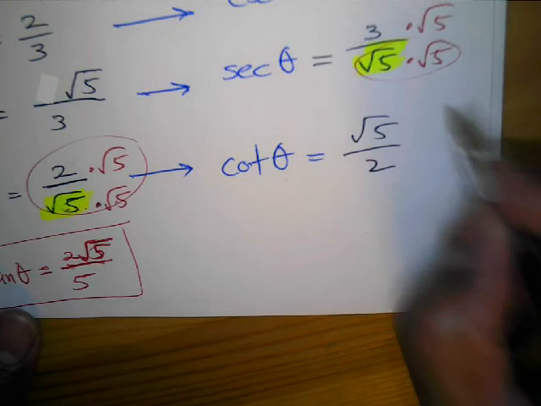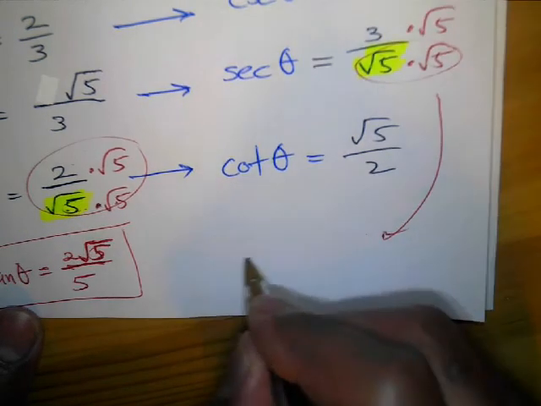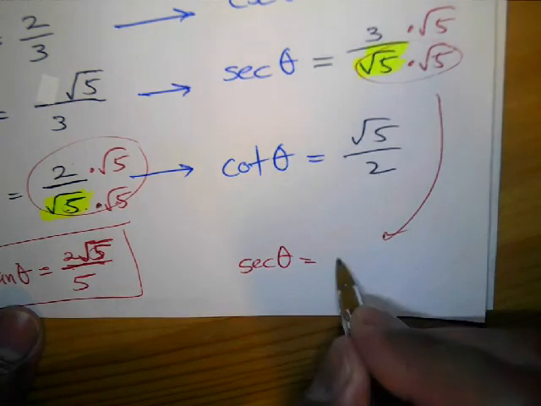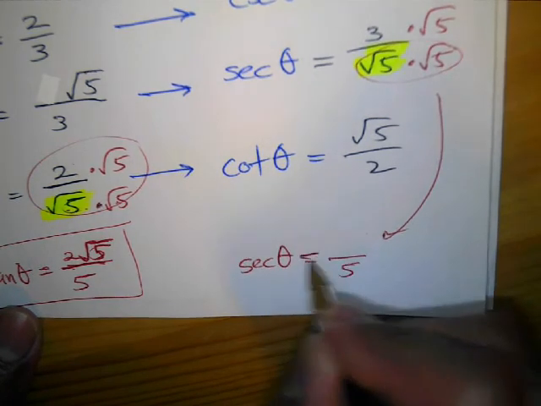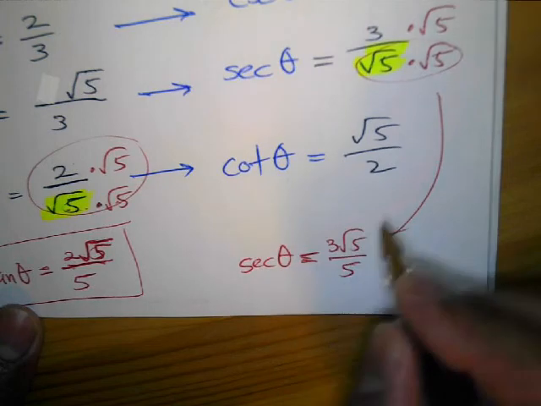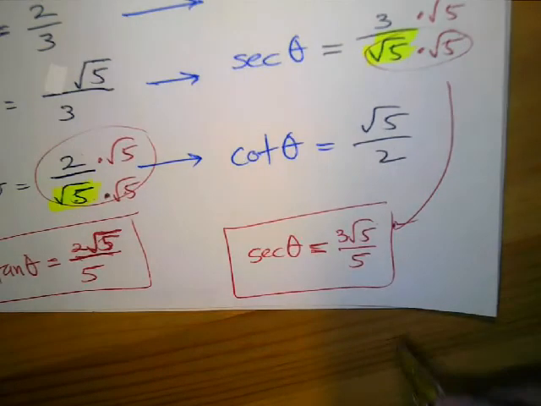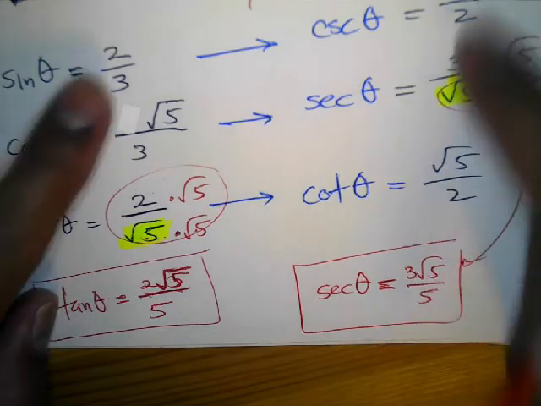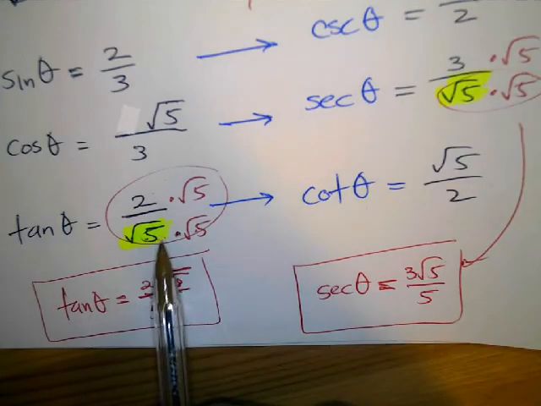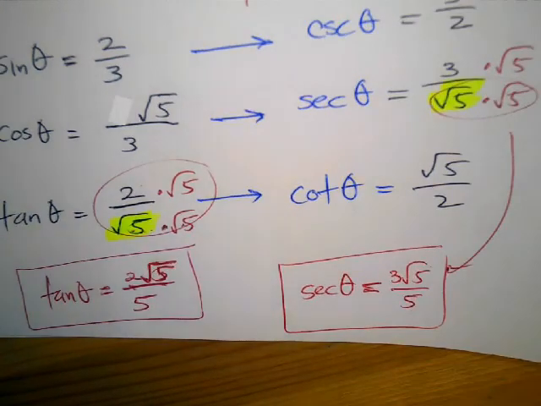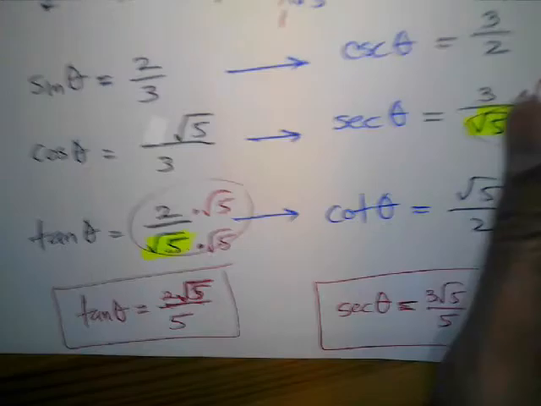The other ones we didn't have to fix, but we also had to fix secant. So if we fix secant here, we multiply that and we multiply that. The secant ratio is the square root of 5 times the square root of 5 is a 5. See, we wanted that to happen. And 3 times root 5 is 3 root 5. Okay, all these other ones are fine. You don't have to worry about that radical in the denominator. But these we did have to worry about it.